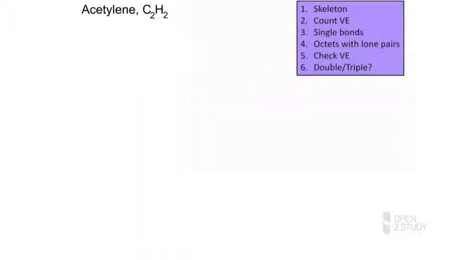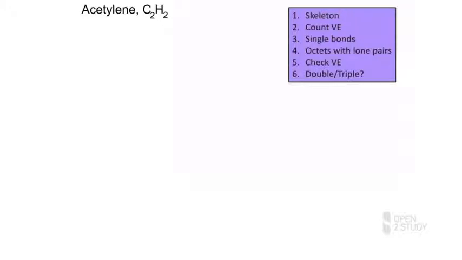Here I have acetylene. Acetylene is the fuel they use in oxy torches for welding, so it burns with oxygen to create a very hot flame. You may have seen that before. Once again, by drawing the skeleton, the least electronegative, the carbons are going to go in the middle, so I'm going to place my 2 carbons side by side, and I'll put the hydrogens out on either end, on the outside. We then, like always, count up the number of valence electrons that we have available to us.